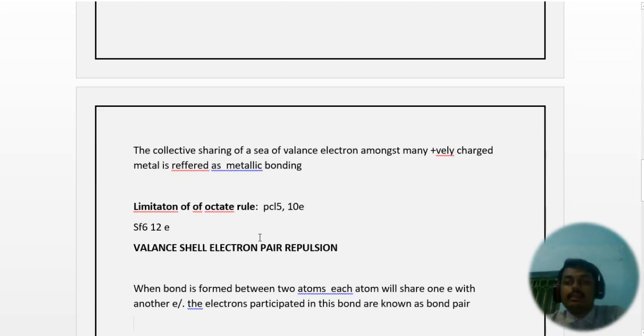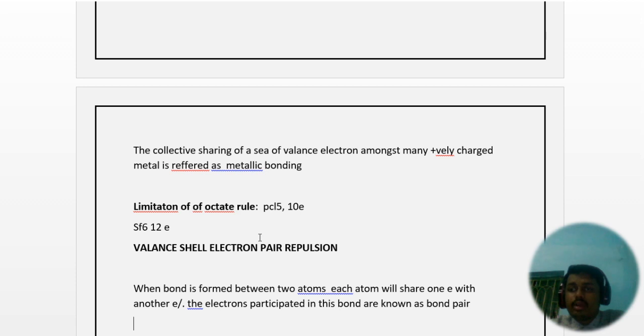Metallic bond. This is the collective sharing of a sea of valence electrons among positively charged metal ions, referred to as metallic bonding. This kind of bonding is more seen in alkali metals. But there are exceptions found in the octet rule which force us to develop a new theory to determine the structure of molecules and formulate the bonding pattern of these several atoms and molecules.